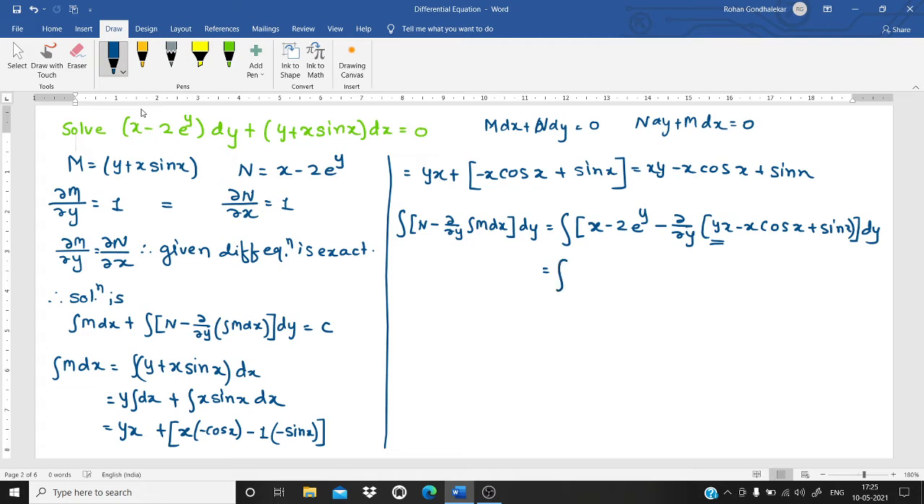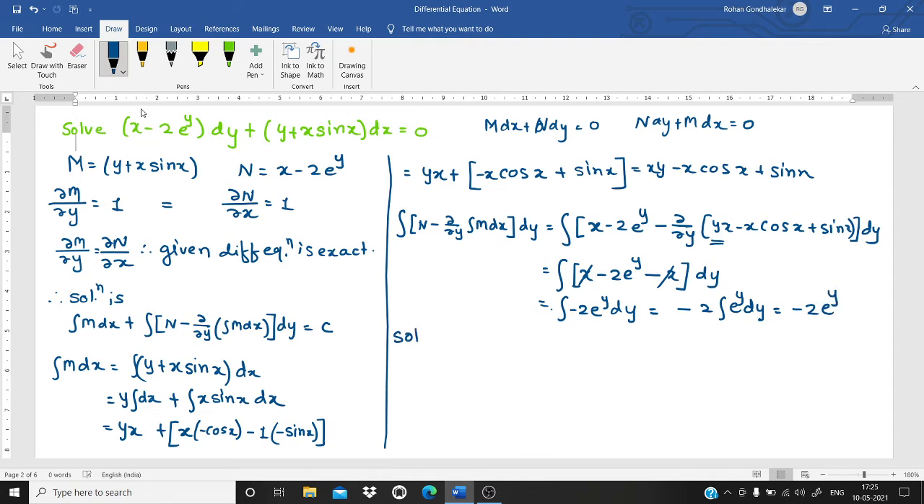So what I'm getting: integral as it is, (x minus 2) e raised to y as it is, minus, in the first term there is only y present. So the derivative of y is 1. So 1 into x will be x. Integration with respect to y. Now x minus x will get cancelled, and this is integration of minus 2 e raised to y dy, which can be written as minus 2 into integration e raised to y dy. What is the integration of e raised to y? e raised to y. So we get minus 2 e raised to y.